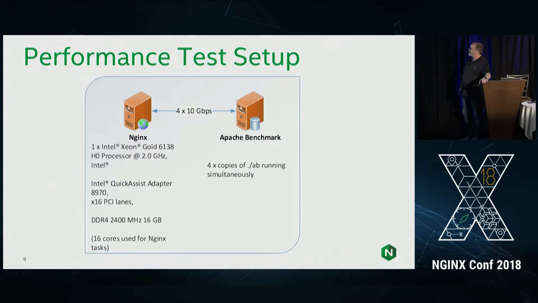This is the hardware setup that we use for these tests. We use 2 separate platforms. They had 4 10 gigabit Ethernet connections between them. The NGINX platform was sort of a middle of the road platform. It's a 6138, which has 20 cores, and it runs at 2 gigahertz. It had 16 gigabytes of memory, and we only use 16 of the cores for NGINX tasks. So not a heavyweight machine.